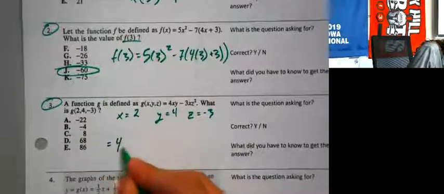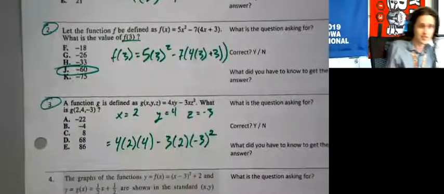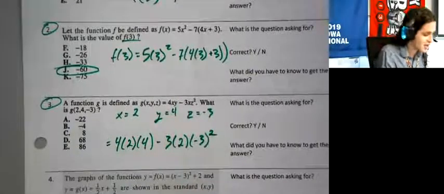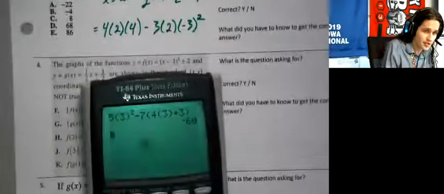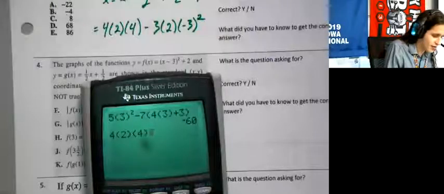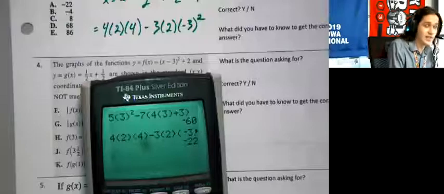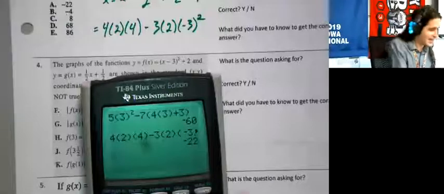This becomes 4 times 2 times 4, instead of 4xy, 4xy minus 3xz squared. And I'm going to type exactly that into my calculator for fear of making a mistake with a negative sign. And I do that, 4 times 2 times 4 minus 3 times 2 times -3 quantity squared. Hopefully I typed that in correctly. And I got an answer, correct answer, I hope, of -22.